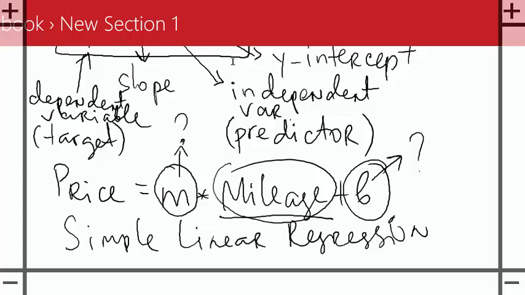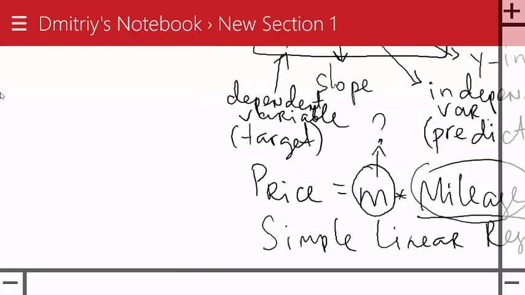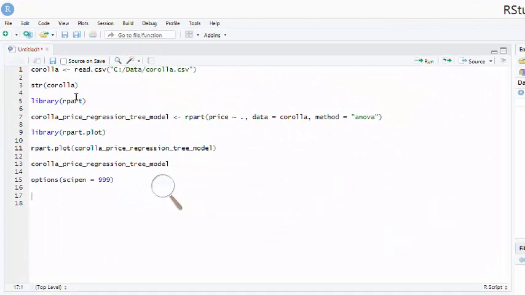Okay, but let's go back to R. Before we actually build the model, let's discuss things in general. True or false? If I plot price versus mileage, then low mileages should give me high prices and high mileages should give me low prices. There should be a pattern of sorts.